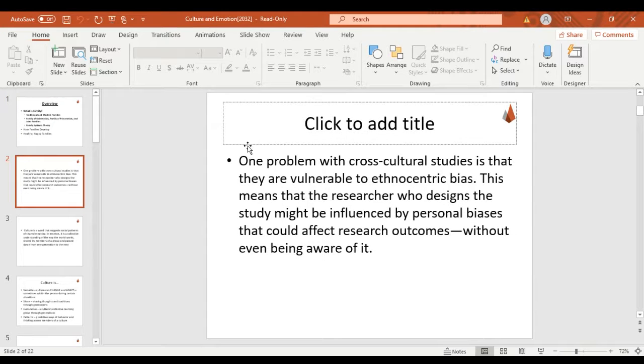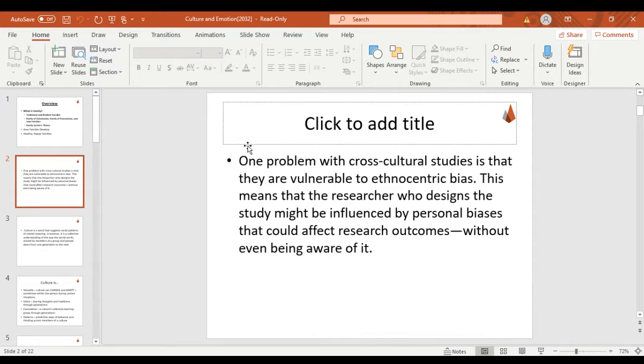Okay, so one issue with cross-cultural studies is that they are vulnerable to ethnocentric bias. This means that the researcher who designs a study might be influenced by personal biases that could affect research outcomes without even being aware of it. So, in context, when we are looking at different types of families and conducting research around these different types of families, if there is, say, a researcher who has come from a two-parent household, they may just veer towards participants similar to them, and so not really getting the full picture.